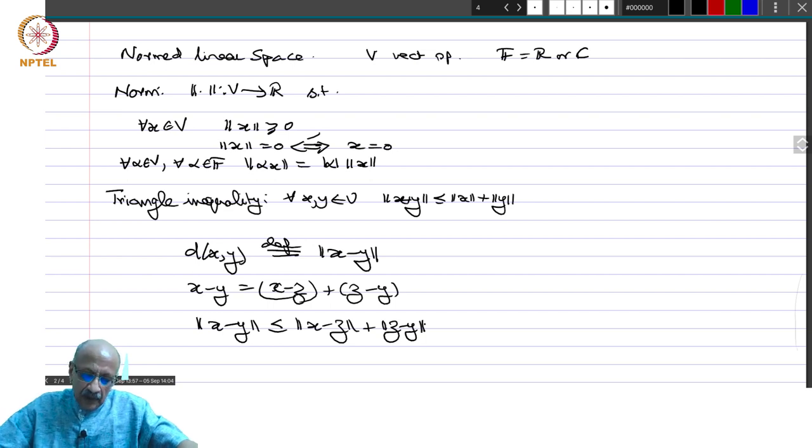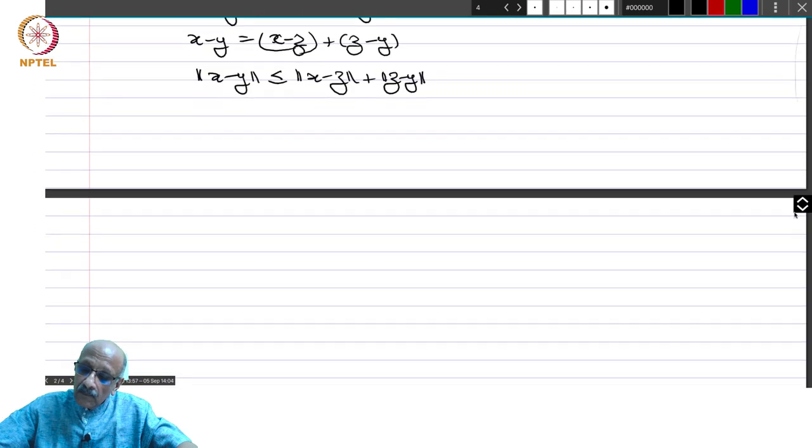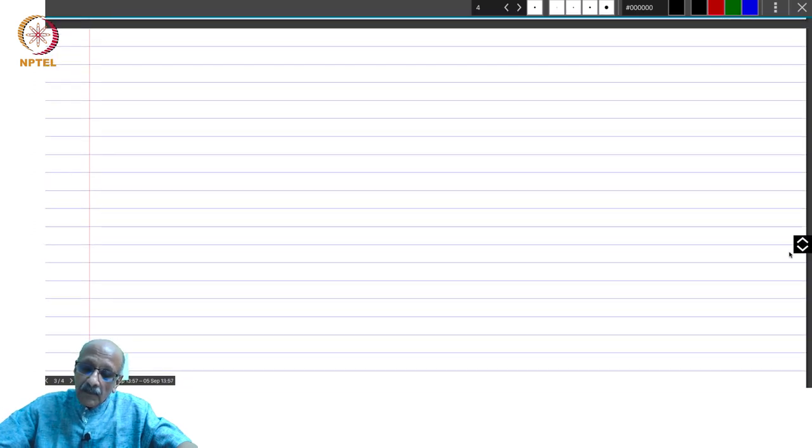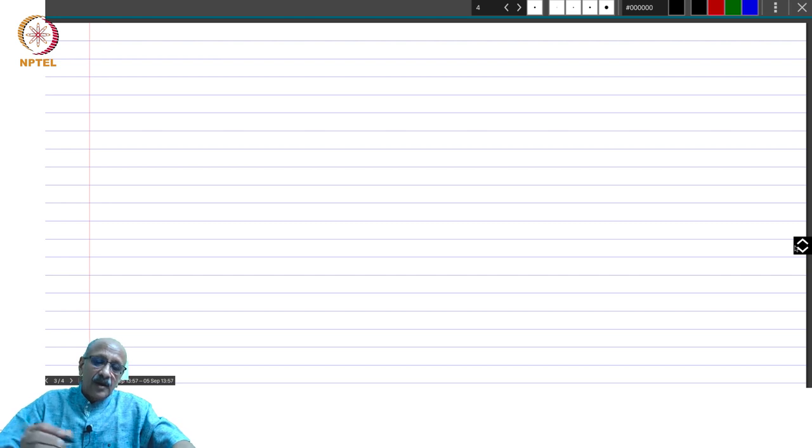So automatically, therefore, a normed linear space gets a topology defined by this norm, which is a nice metric topology, and that is called the norm topology of this vector space. So now let us see whether this norm topology makes those two functions continuous. So what do we mean? Since we are dealing with metric spaces, it is enough to check continuity via convergence of sequences.